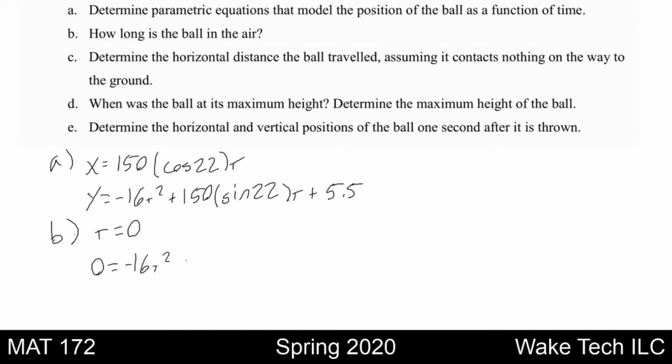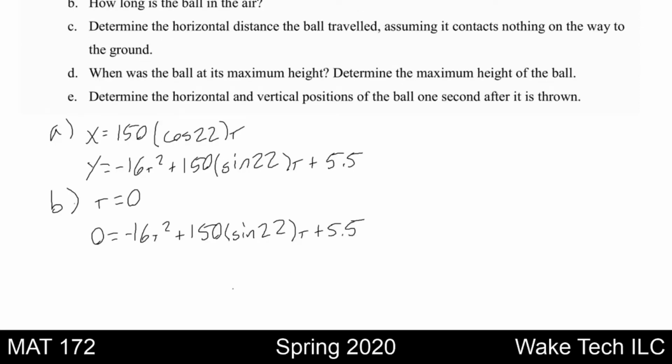Negative 16 t squared plus 150 sine 22 t plus 5.5. Then, in order to solve this equation, you can use the quadratic formula, or if you have a calculator with you, you can use your polysolve on your calculator. That's what I'll be doing here, is using a calculator to solve this formula. Now this will actually give us two answers. The calculator will spit out two numbers here. It'll spit out a positive and a negative answer.